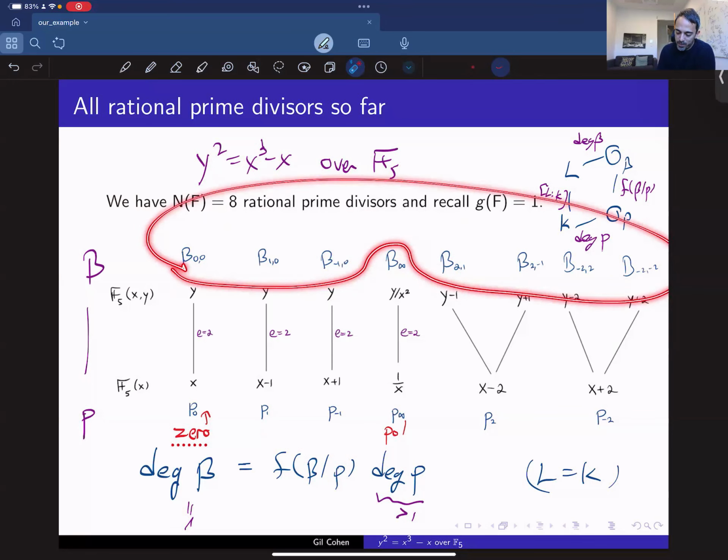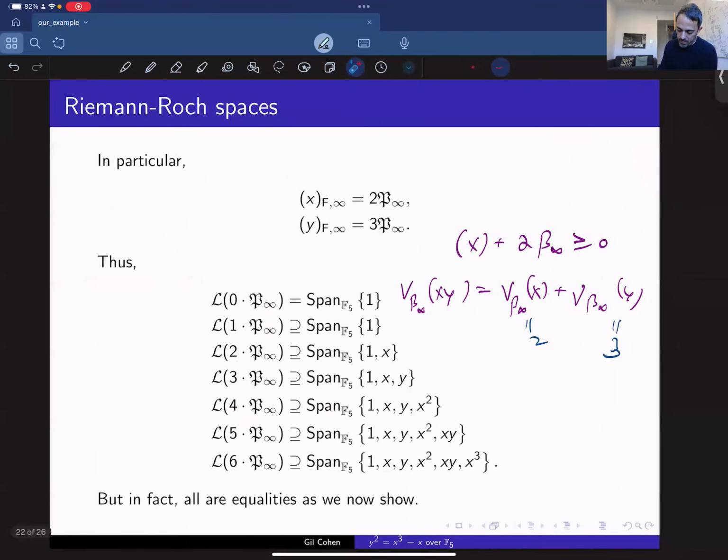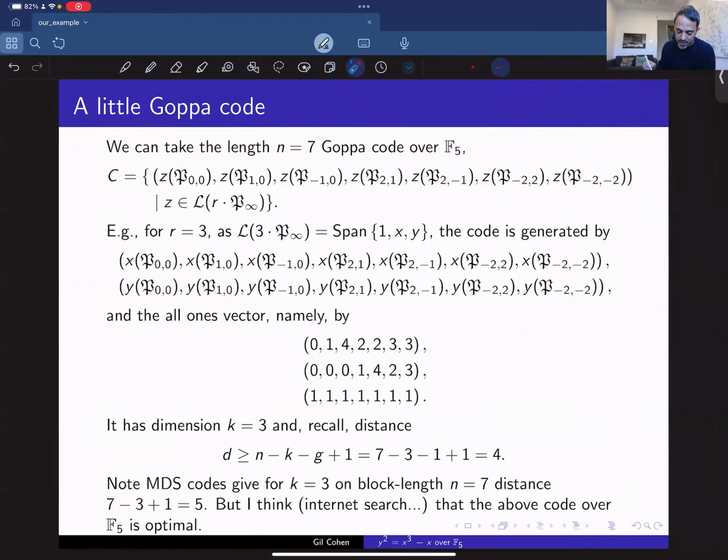And I know these are not many points, these are 7 points. But the nice thing is that this is over F5. So it's more points than you're allowed to have in your field. So even though it's a small example, it already bypasses a little bit the restrictions you get when you do Reed-Solomon. Okay, anyhow, so this is the code.